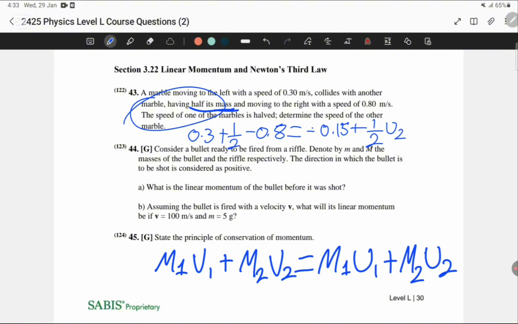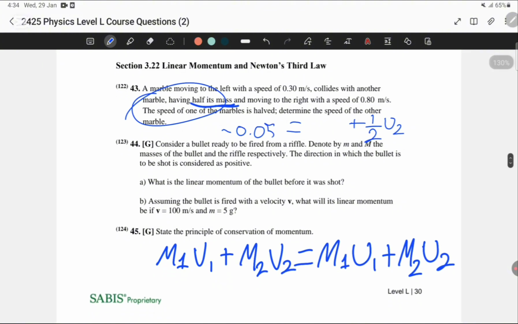Okay, so now we simplify here. 1 over 2 times negative 0.8 over 2 is negative 0.4 plus 0.3, that's going to be negative 0.1. And here we can move this to the other side, 0.15. So this side here is going to be negative 0.05. And here we have 1 over 2 u2. What we can do is multiply by the reciprocal. Multiply this here by 2, cancel this, and multiply this here by 2.